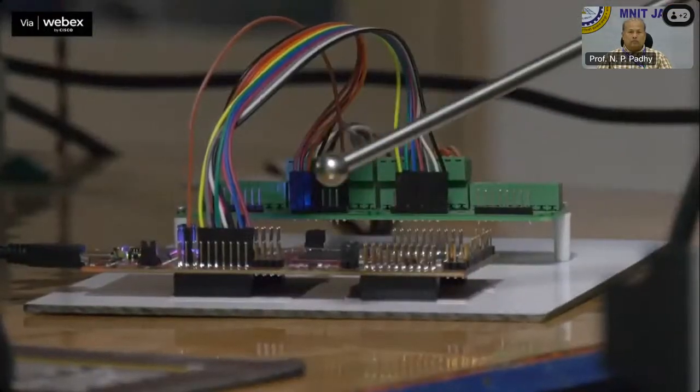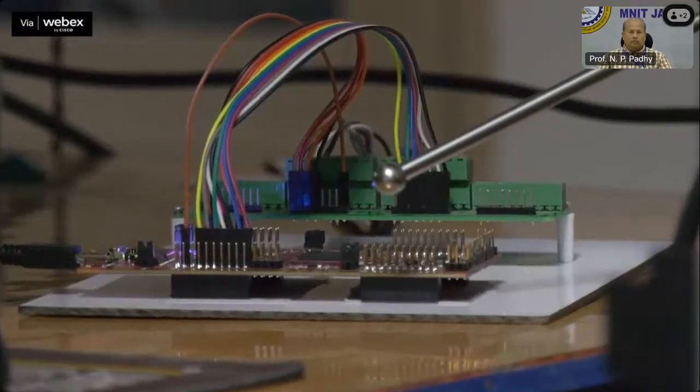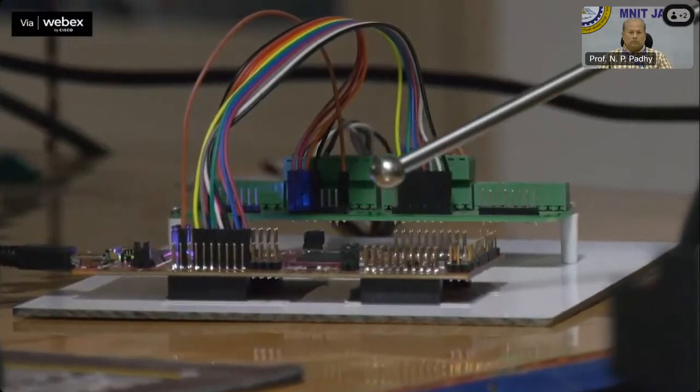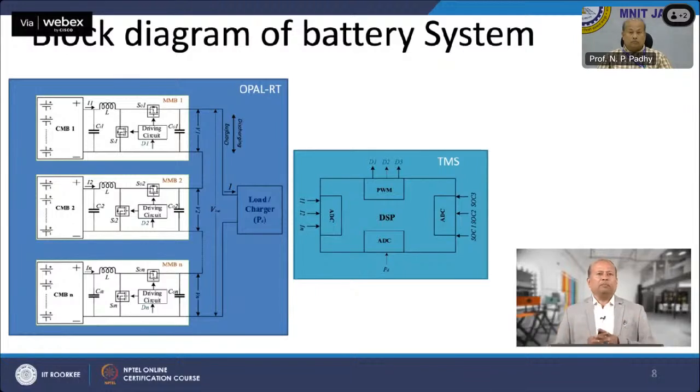A TMS board is equipped to generate the desired PWM signals. The TMS board, which takes the input from the Opal-RT currents, SOCs, and power demand PD, generates D1, D2, D3 duty cycles based on the algorithm flashed into the microcontroller.